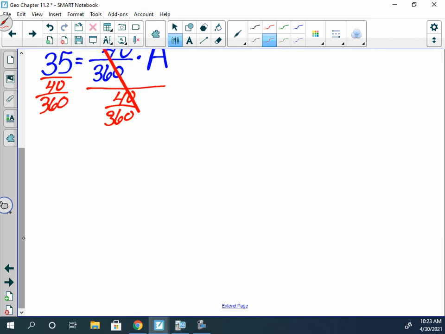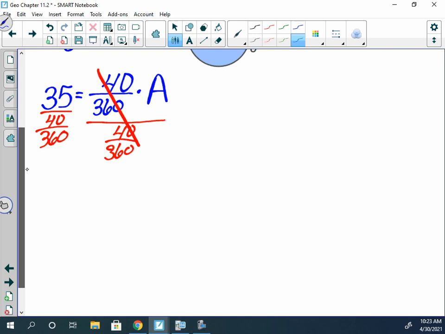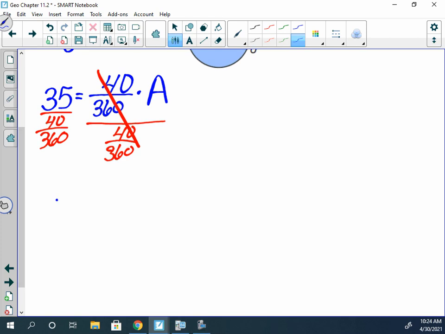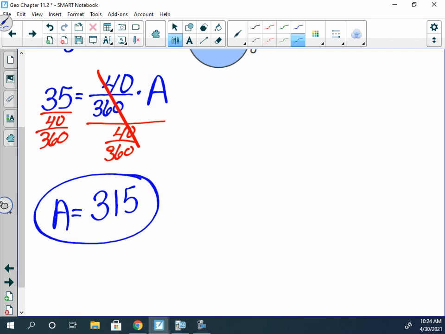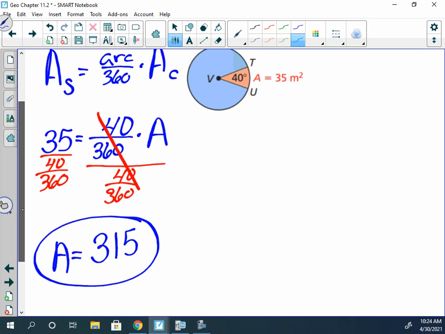Here we get what? I feel like I heard 350 and 50. 315. That's okay. Just wanted to make sure. That could be the area of the entire circle. Any questions on this here?